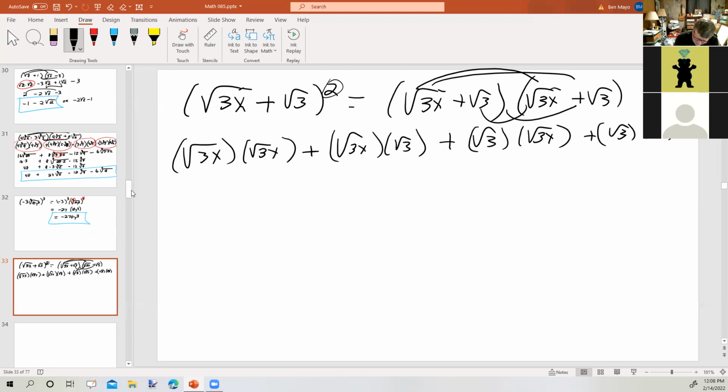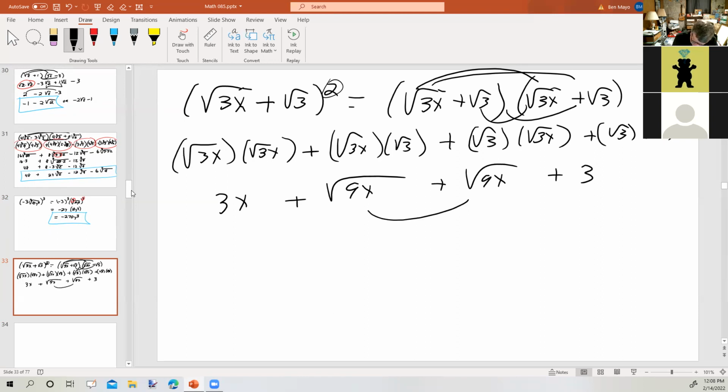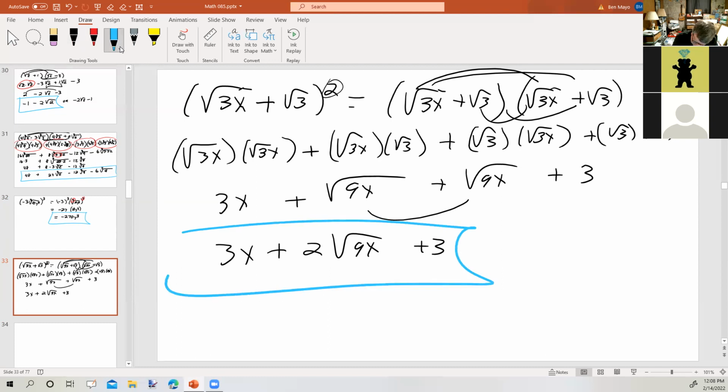Well, the square root of 3x times the square root of 3x would be 3x. The square root of 3x times the square root of 3 would be the square root of 9x. The square root of 3 times the square root of 3x would be the square root of 9x. And the square root of 3 times the square root of 3 is 3. These are like terms. So I've got 3x plus 2 times the square root of 9x plus 3. I'll give you a minute to absorb that. If you have any questions on that one, let me know.